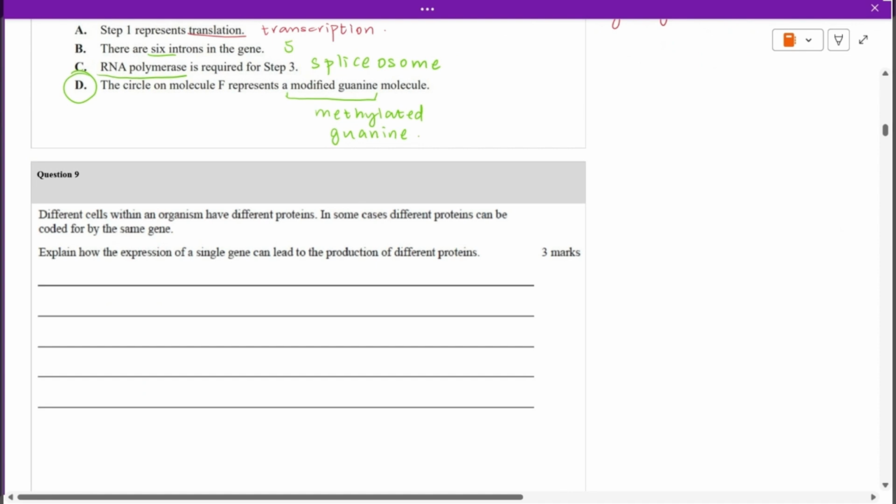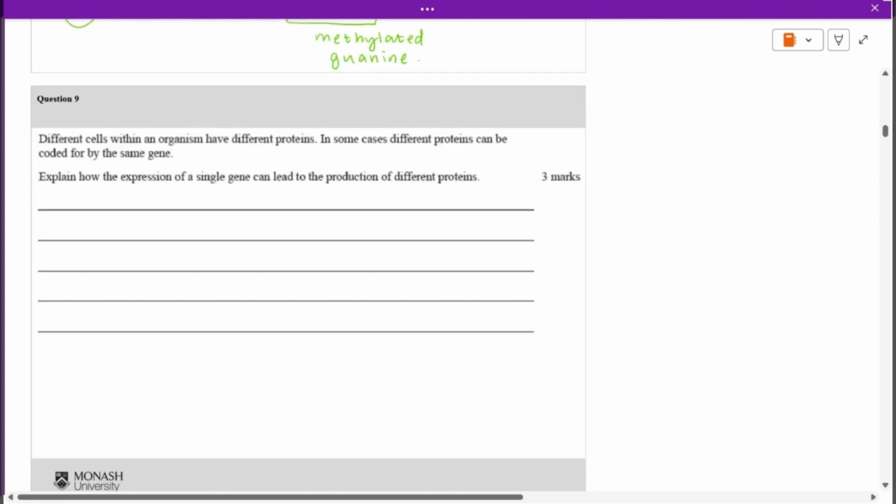All right, moving on to question 9. So question 9 says different cells within an organism have different proteins. In some cases, different proteins can be coded by the same gene. Okay, so it's saying the same region of DNA, which has the same code, but when it's transcribed and translated, can produce different types of proteins. So the question asks us, explain how expression of a single gene can lead to the production of different proteins. Okay, and this is a 3 marks question.